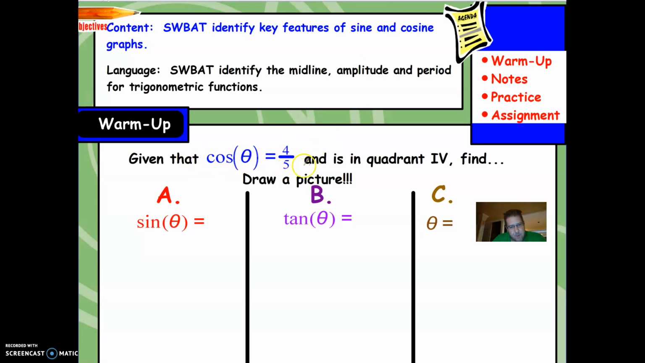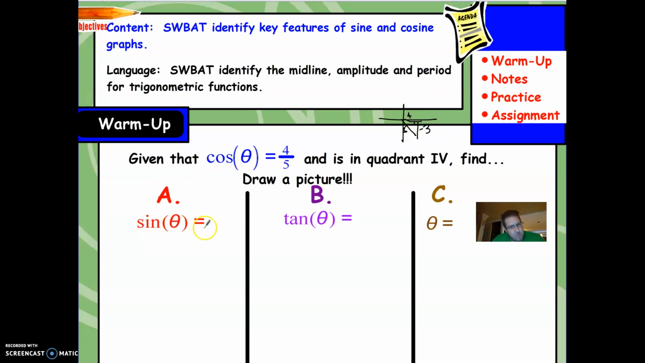Cosine of theta is 4 over 5, and it is in quadrant 4, so we know it's down here. So that would be 4 negative. Cosine is always x over r, so we know that the radius is 5, and we know that this is 4, so we need to know what this is. It's going to be negative something. It's a 3, 4, 5 triangle. I know that because it's always a right triangle. In this case, 3, 4, 5 is the Pythagorean triplet that fits.